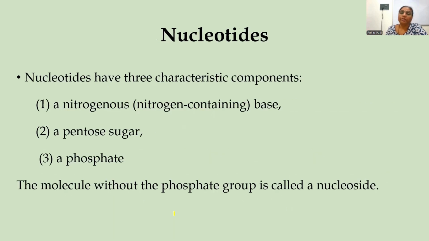Now the next one. As DNA is a polynucleotide chain, you should know what we mean by a nucleotide, and what the characteristic components of a nucleotide are. The characteristic components of the nucleotide are, first, the nitrogenous base, second, a pentose sugar, and third, a phosphate. The molecule without a phosphate is called a nucleoside. So there are two concepts, a nucleotide and a nucleoside. The nucleoside is composed of the pentose sugar and the nitrogenous base, and the nucleotide is composed of the nitrogenous base, pentose sugar, and the phosphate.